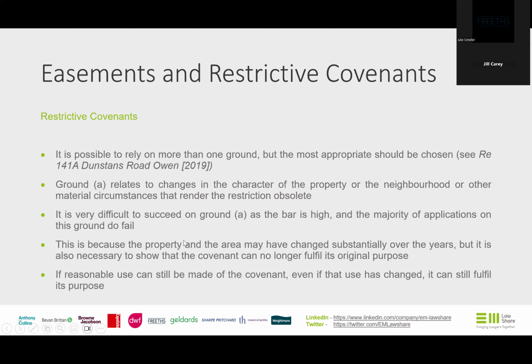Ground A, everybody thinks ground A will be easy. It's actually really difficult. Most cases on ground A fail. That's where you're looking at changes in the character of the property or the neighbourhood. And the reason those claims often fail is because the test isn't really so much the character of the property and the neighbourhood. That's only one part of it. It's this third point, the material circumstances that render the restriction obsolete. And people tend to forget that they also need to prove that. And it's pretty high because if you can show that the covenant still has a practical benefit, then it's not obsolete.